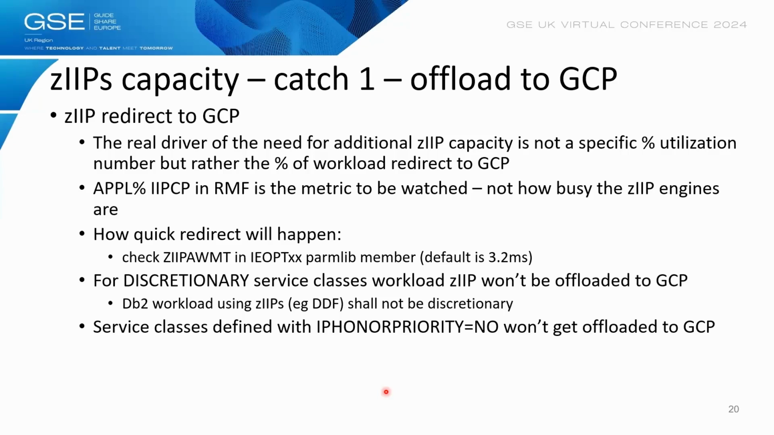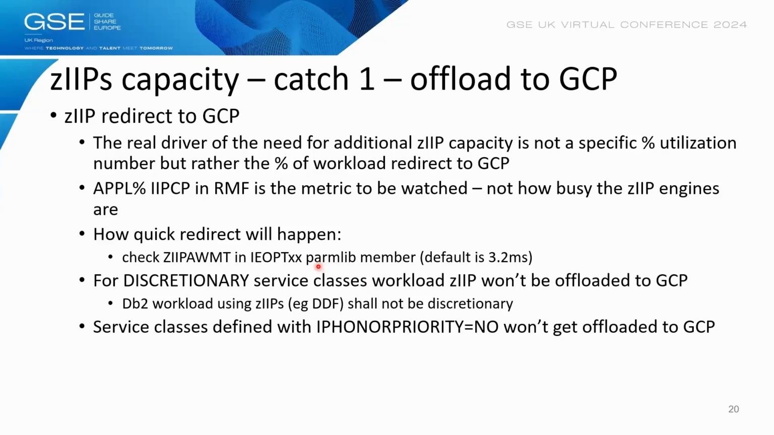And in RMF, there is a parameter that describes this. This is the value with the cryptic name, application percentage IIPCP, which is the metric to be watched. This is saying what's the percentage of GCP that was used to help the zIP, let's say, right?